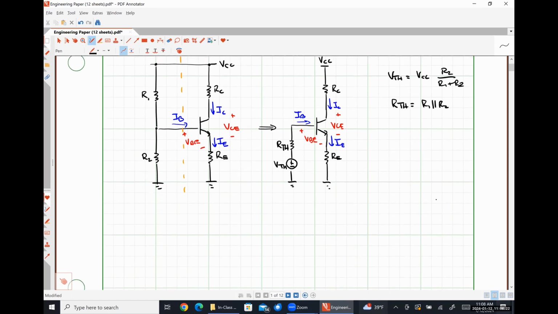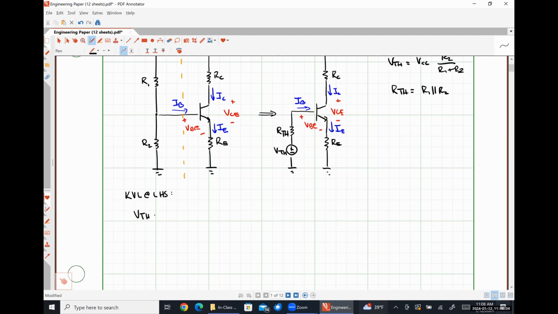On our left-hand KVL loop, we're going to wind up having VTH equal to our Thevenin resistance times our base current IB plus VBE plus our emitter resistance times IE. So this is literally the first time that IE has shown up in any of our equations, because it's the first time we have a resistor there where a voltage drop is going to occur, right? So our base current and our emitter current can both be expressed in terms of our collector current. So let's go ahead and do that.